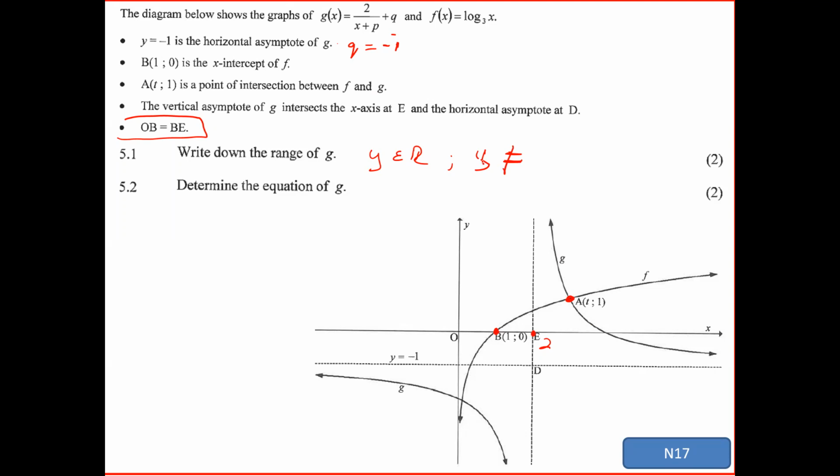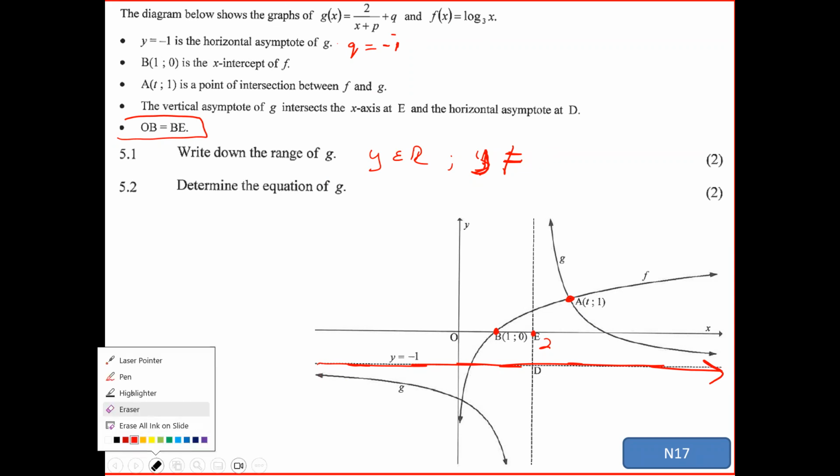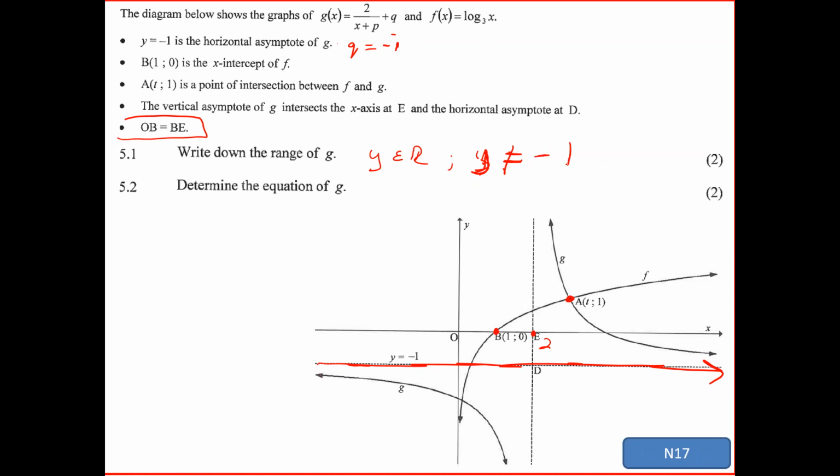And what is the asymptote for the hyperbola? Anybody know? -1. How did you get -1? It's given, sir. That's why. He's looking at it right here. Can you see that? That's the asymptote. Okay, so y not equal to -1.